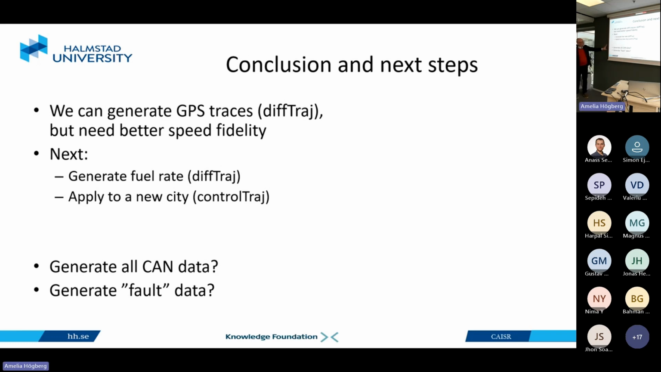And there are some questions left for us. Can we generate all the CAN data? I said we had 100 signals. Some of them are copies of each other, but can we actually generate everything? You're going to see some examples of braking patterns, for instance. Would we be able to generate synthetically realistic braking patterns? I don't know, because that requires more knowledge about the road network.